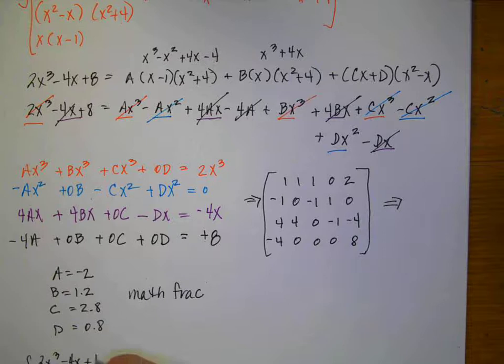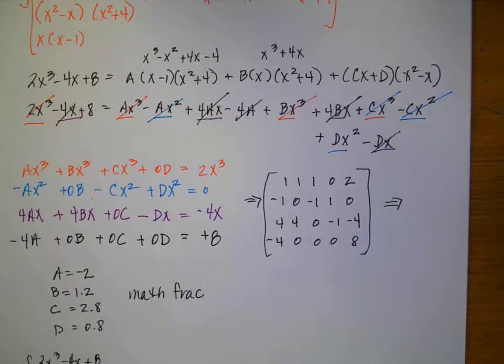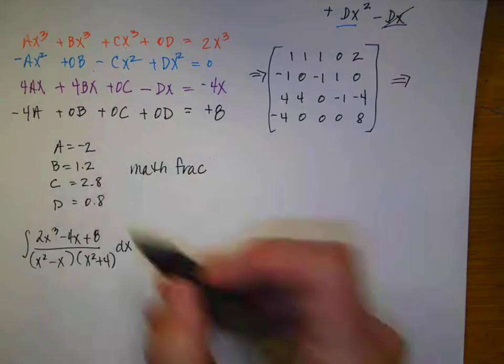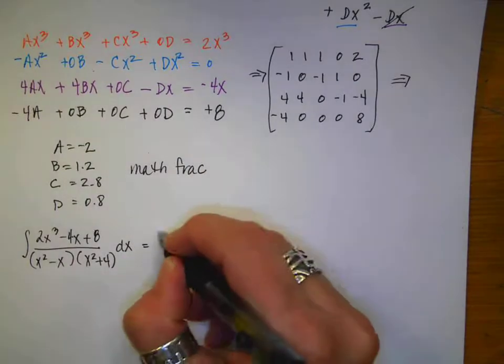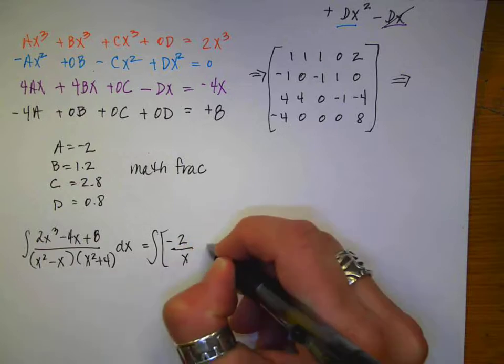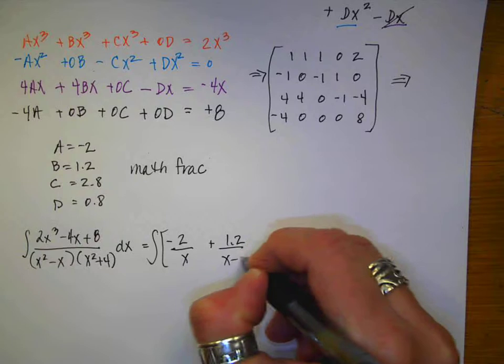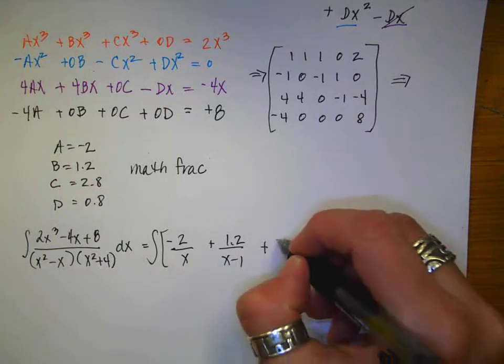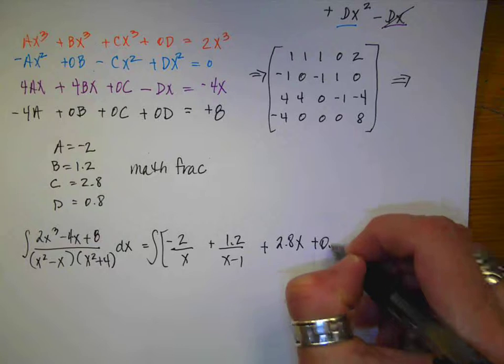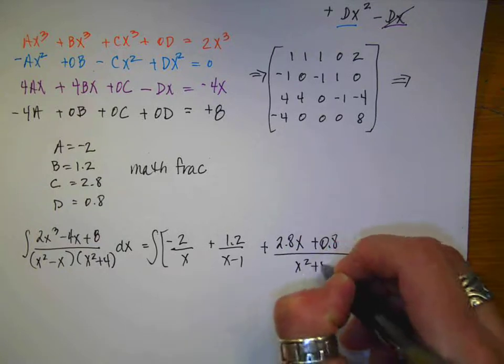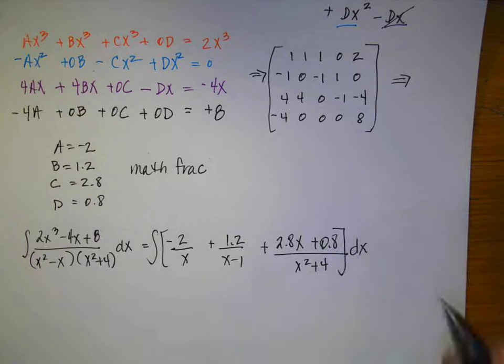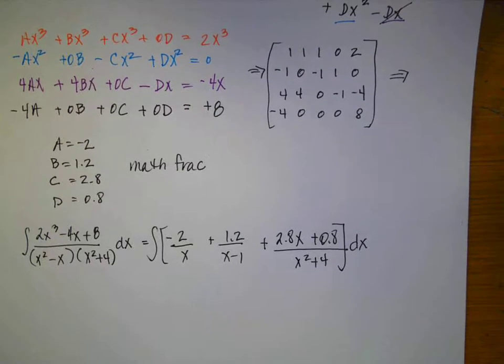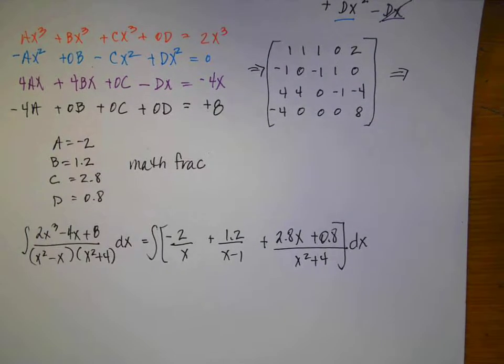So now I can rewrite my integral. My integral of 2x cubed minus 4x plus 8 over x squared minus x times x squared plus 4 dx is equal to, now I'm going to put all these guys in, negative 2 over x plus 1.2 over x minus 1 plus 2.8x plus 0.8 over x squared plus 4, close those, dx. And yes, it's a wee bit tedious, but it's still really pretty simple to integrate.